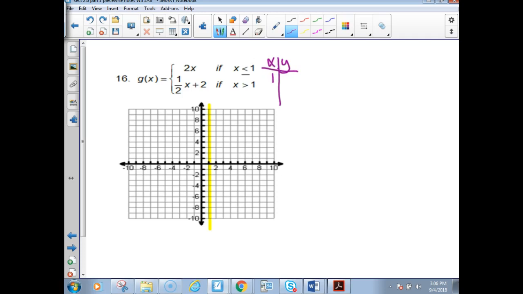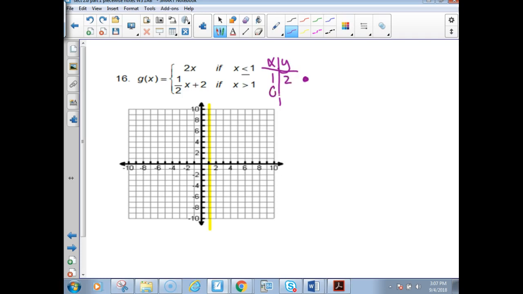So if I put in 1, I get 2. If I put in 2, I'd get 4. Uh-oh, less than 1, Heimer. Oops, gone the wrong direction. Careful. Less than or equal to 1. So I put in 1, I got 2. That's going to be a solid dot.